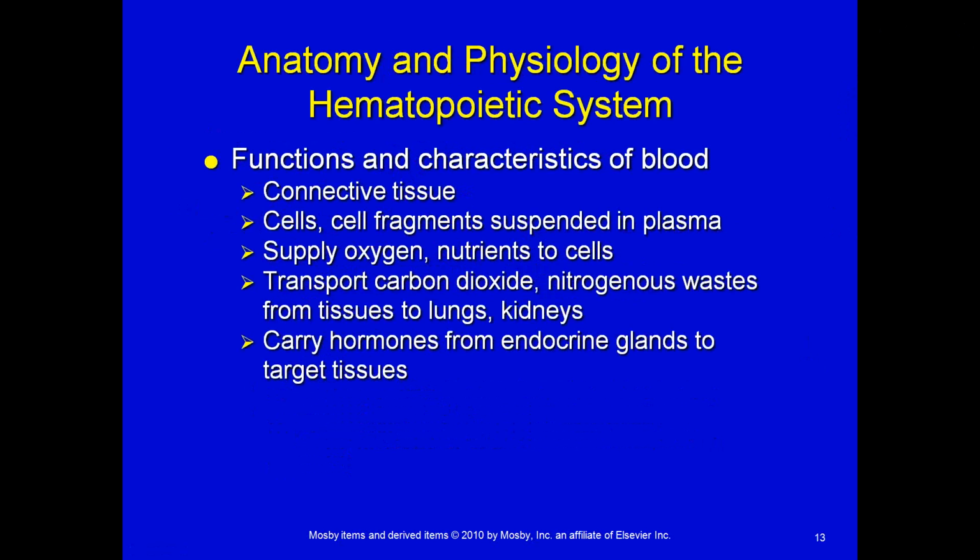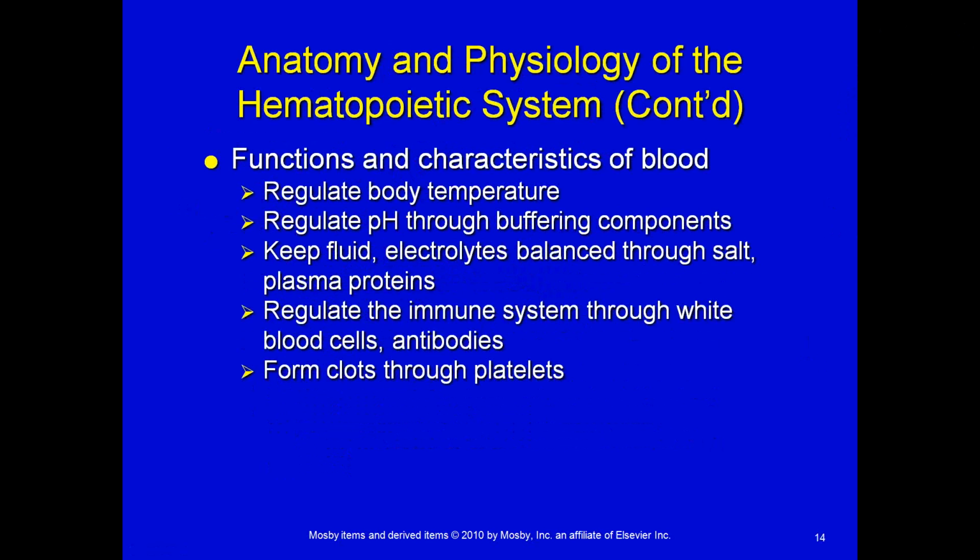Blood is actually a connective tissue. It's categorized as a connective tissue. The blood cells, fragments of those cells, are suspended in plasma, and we know that blood supplies oxygen and nutrients to the cells. We also know that blood transports carbon dioxide and nitrogenous wastes from the tissues to the lungs and the kidneys for removal. Blood also carries hormones from endocrine glands to target tissues.